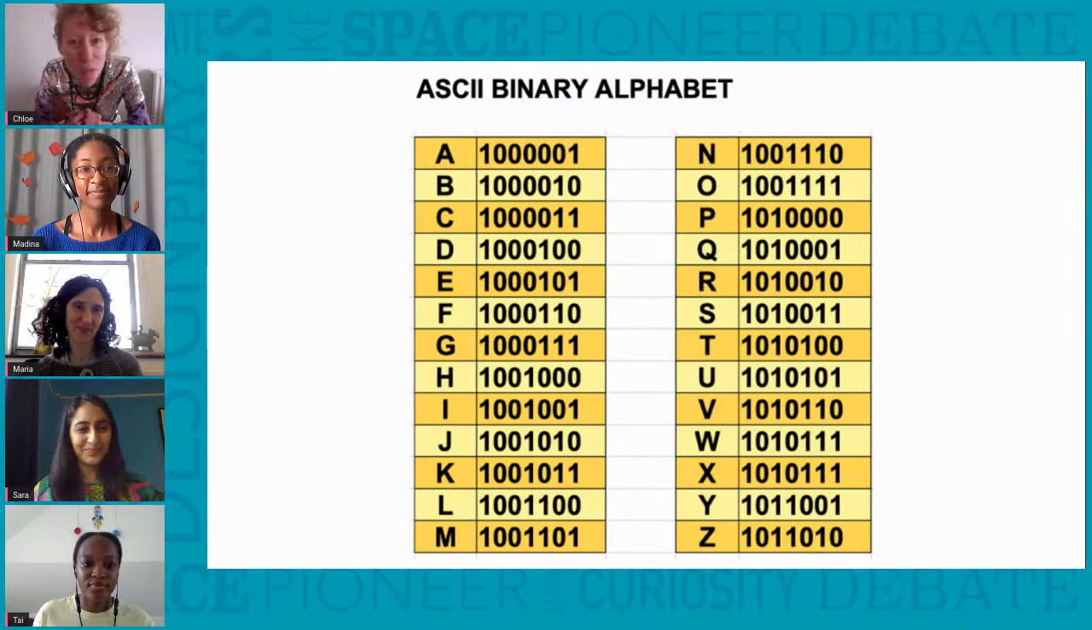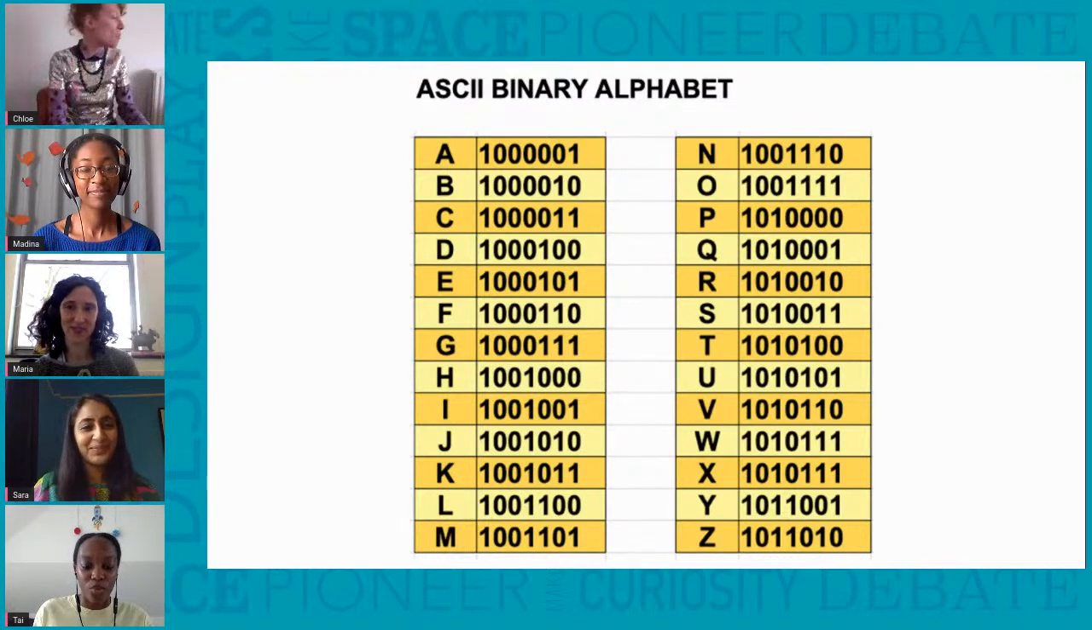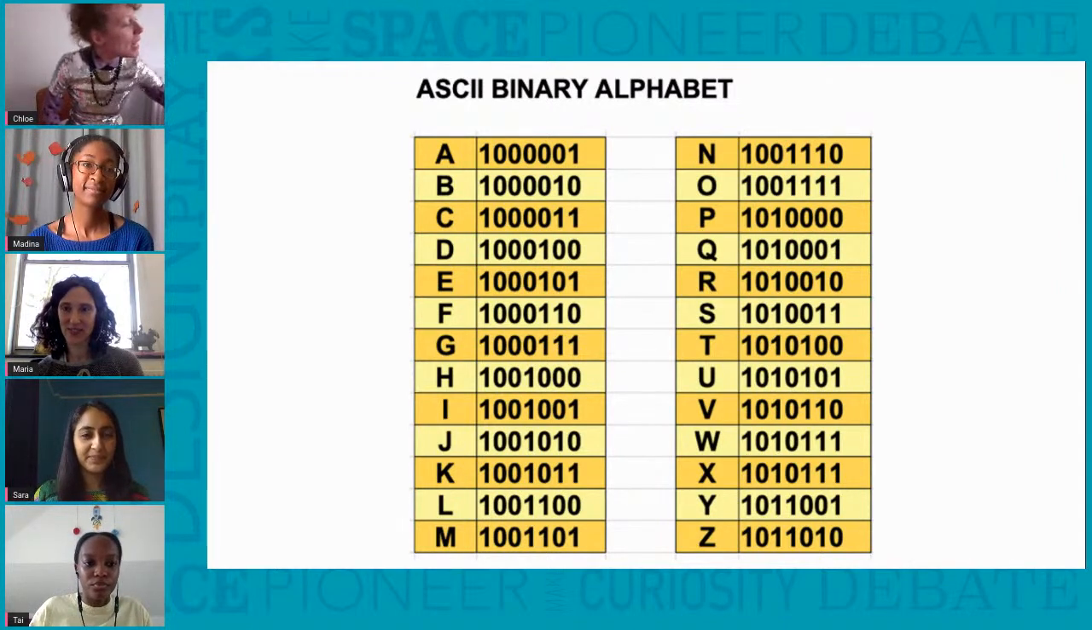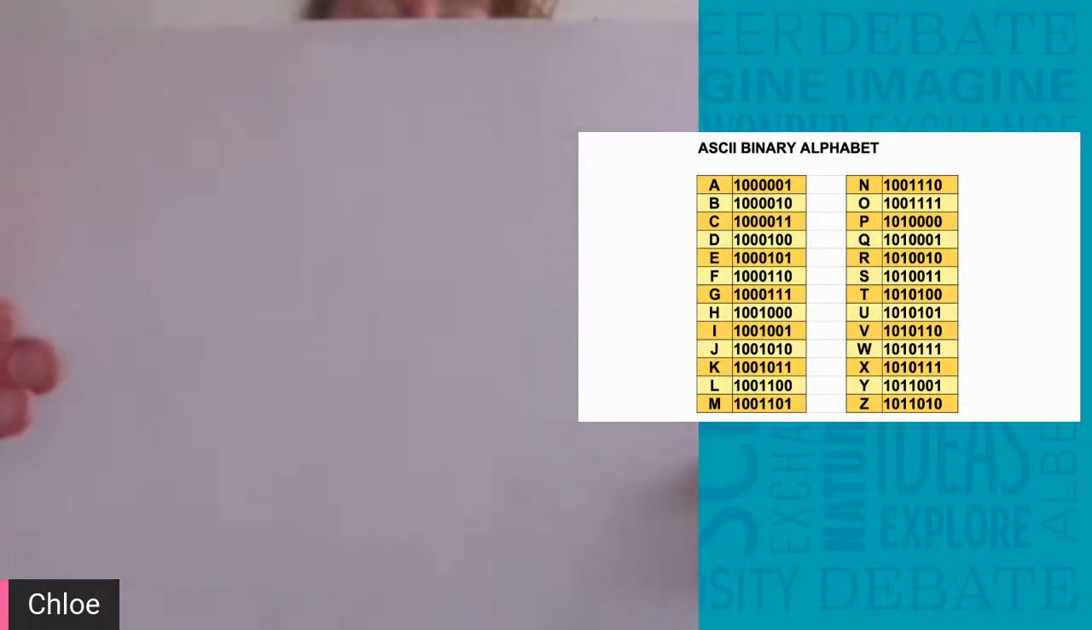I love seeing lots of ones and I love seeing lots of zeros. What we are going to be doing is making a binary code bookmark, for which you need one piece of paper.